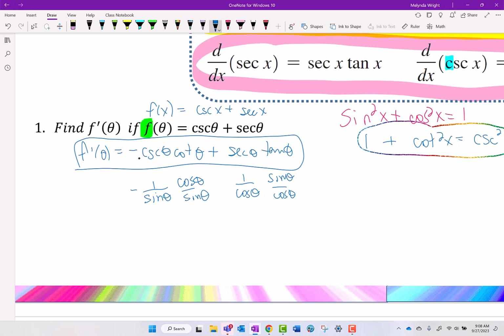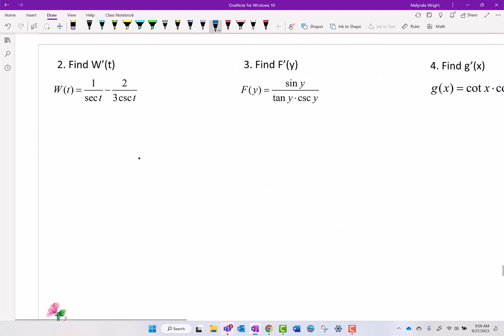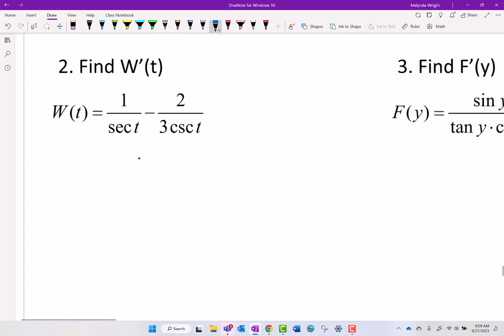All right, so how are we doing? Is everybody okay? Okay. So let's move to the next page. We've got, let's see, I think we have 5 examples total. Yeah. All right, so let's take a look at this first problem.